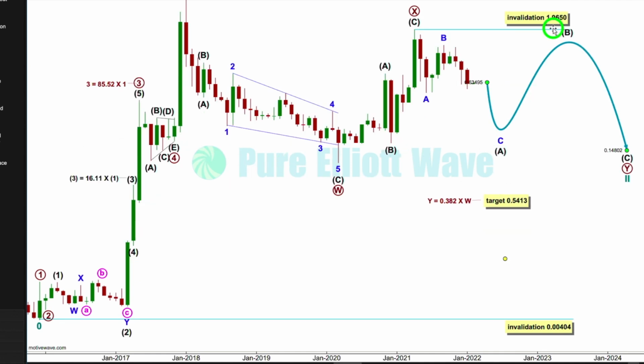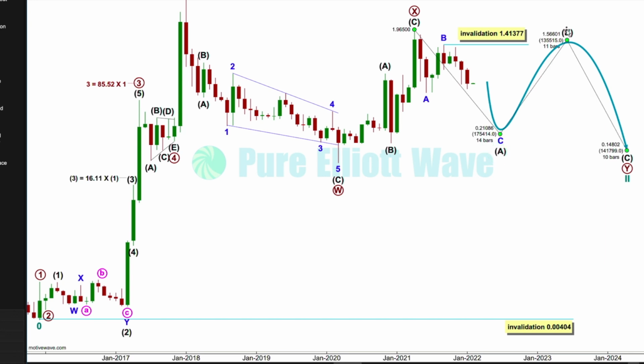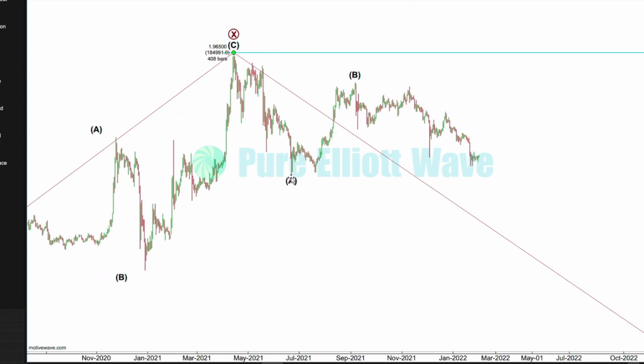Within intermediate A, minor B or a second wave can't move beyond the start of A. That should be done now, so this should be the invalidation point, 1.41377. Within C, no second wave correction can move beyond its start. I'm going to get rid of that. And expect A may be a zigzag, and then B, and then C. Okay, let's have a look at that at the daily chart level.